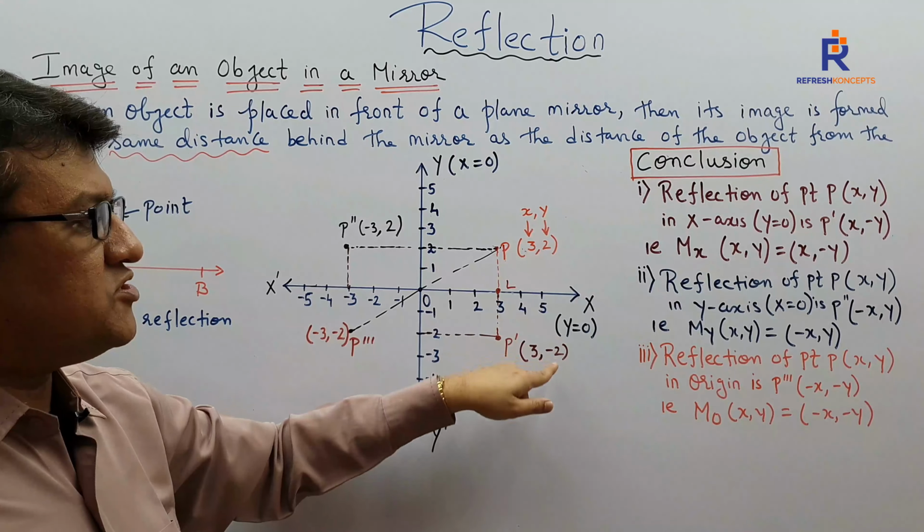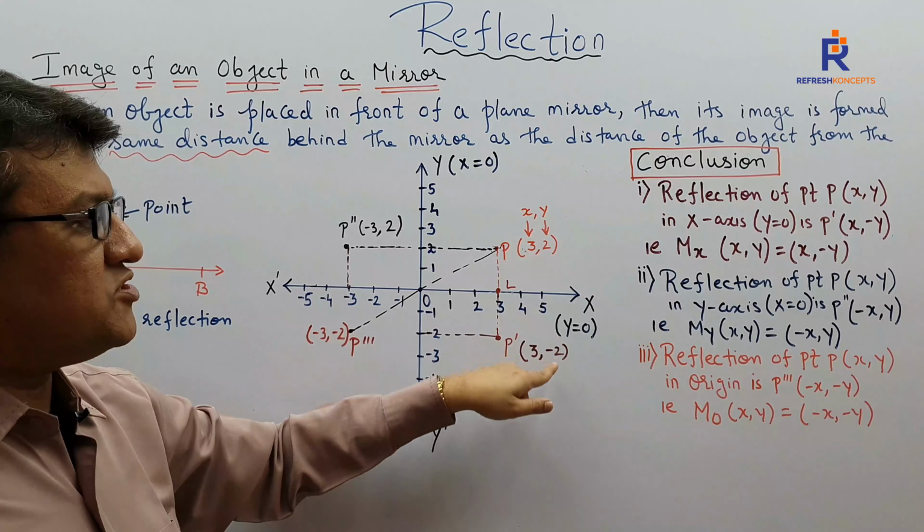First conclusion, first point: reflection of point P, whose coordinates are x, y, in x-axis, or one can say y equals to 0, is P dash, which is x, minus y. In an equation manner, we write down in this way, reflection along x-axis of a particular point is nothing but x, minus y. Reflection of x, y is x, minus y. Once again, when a particular point gets reflected along x-axis, its y coordinate changes, its x coordinate remains the same. That's the central idea.